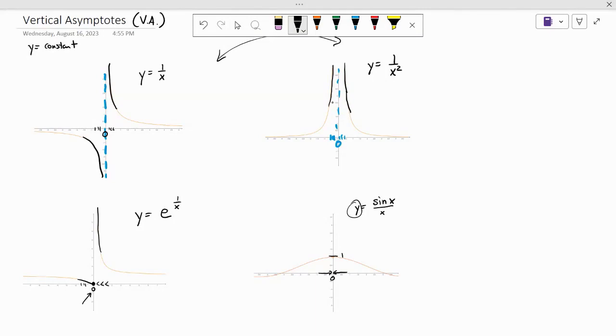Okay. So the observations, or just notes, I guess, are that a function can behave differently depending on what side of an x value we're on. Or the same. The behavior could be different or the same.